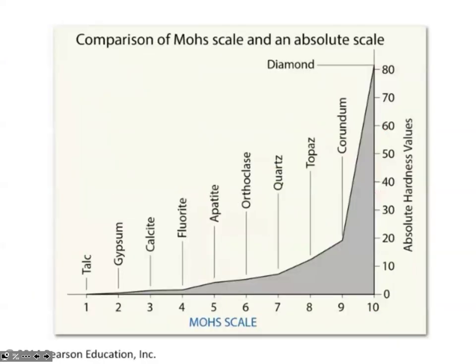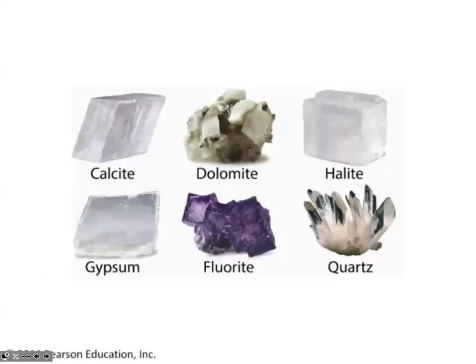Now the Mohs scale of hardness, like I said, is a relative scale. It's not actually an absolute scale. So the difference in hardness between, say, talc and gypsum is actually much less than the difference between corundum and diamond. Just the same, the Mohs scale of hardness is really useful, especially for introductory geology students.